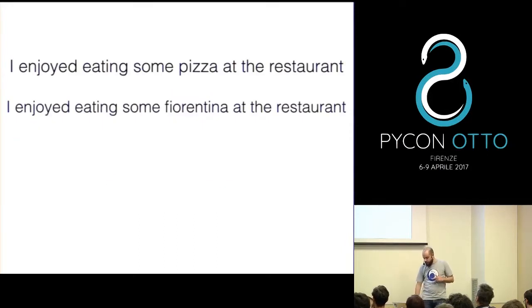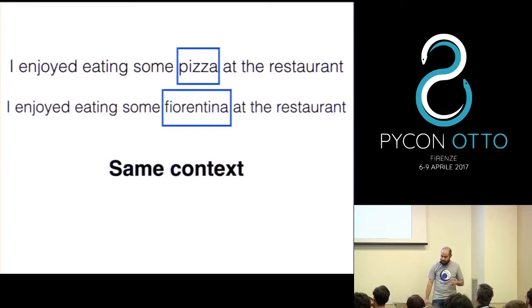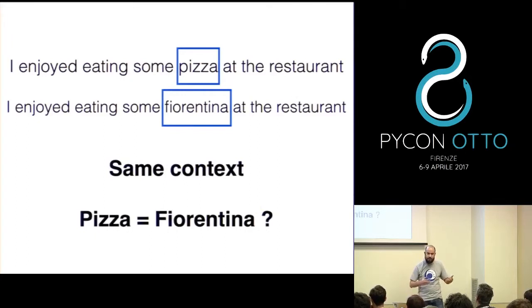Counter example, we have two sentences. I enjoyed some pizza, I enjoyed some Fiorentina. So these are our focus words. And if you notice here, we have exactly the same context. So according to what I told you so far, essentially we're saying pizza and Fiorentina are exactly the same. So this is of course outrageous. But again, picture it on a larger scale. People describe these terms in many, many different ways. Some people might even not enjoy pizza. So that's how it is.